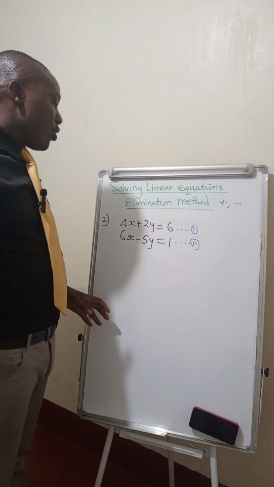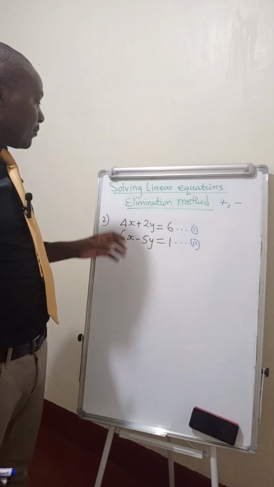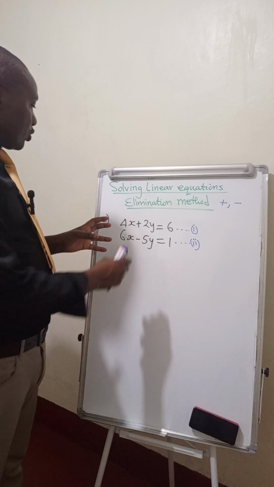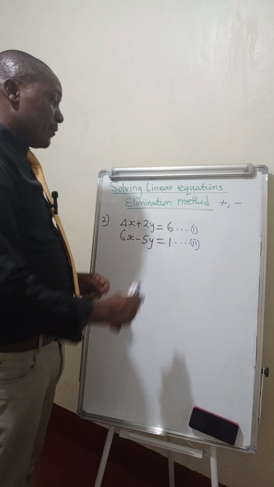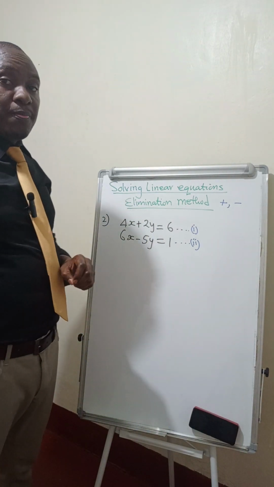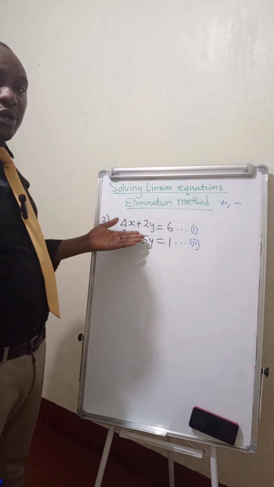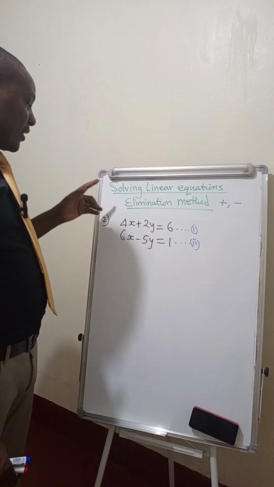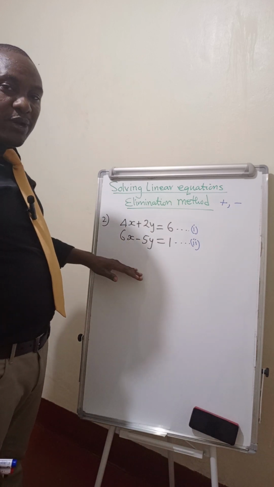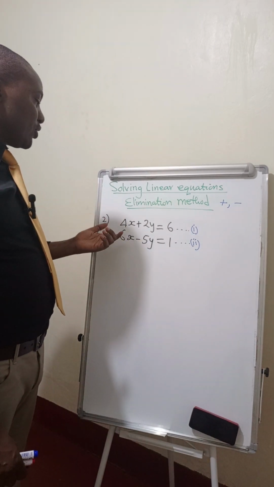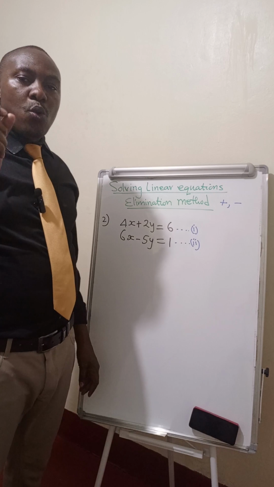Elimination method. How can we do away with one unknown? How can we remove? How can we eliminate? We want to eliminate one unknown, either x or y. For this case here, I'm going to do both. We shall start with 1. We can start with x or we can start with y. In my case here, I want us to start with y. Then once we are done with y, we shall go and do elimination of x and see how it's going to go. Step number 1.